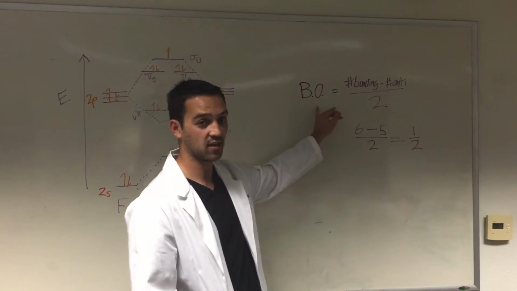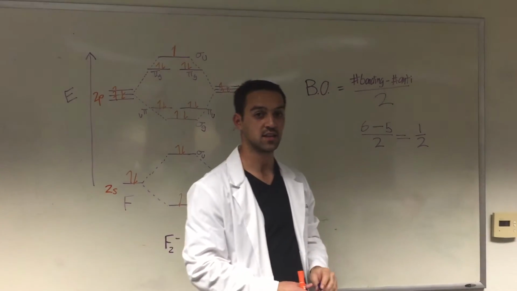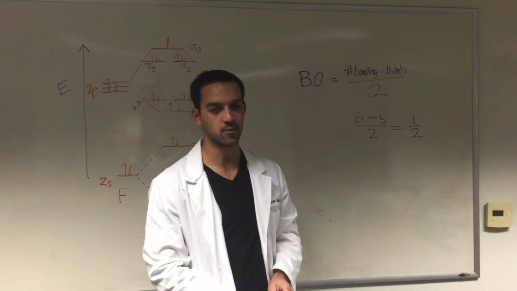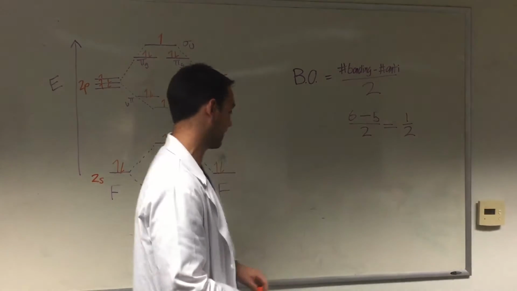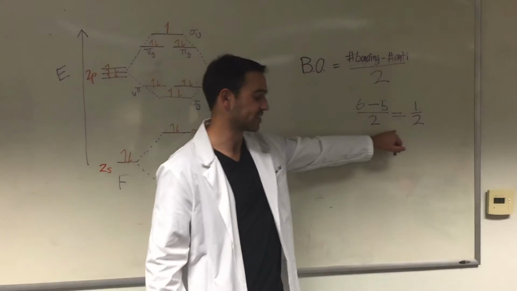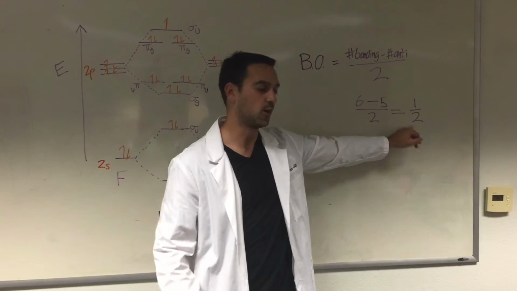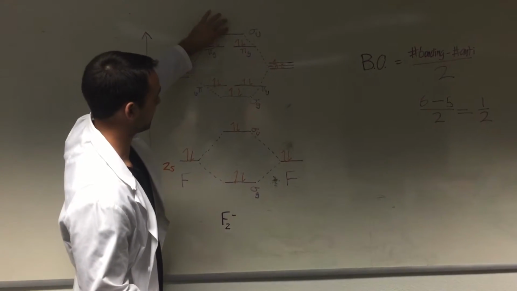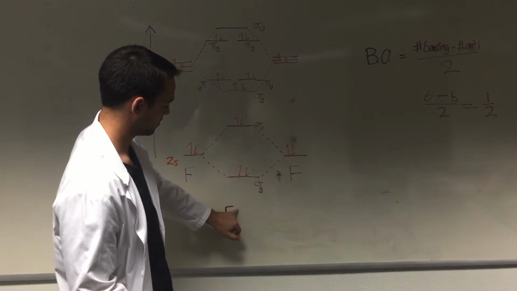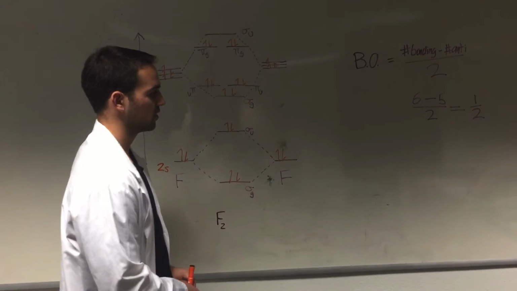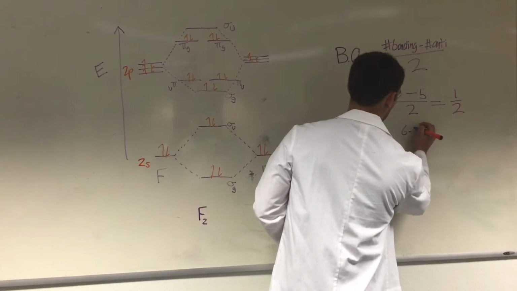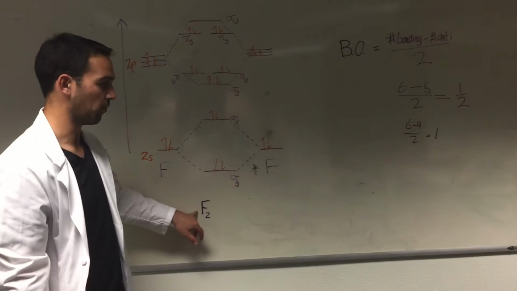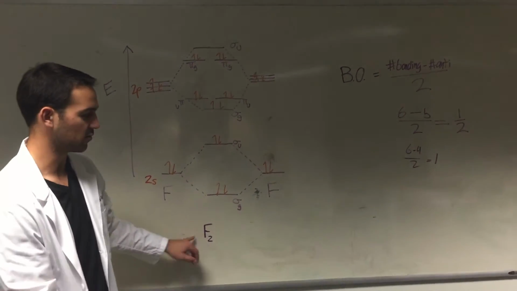So what does bond order tell us? Bond order tells us the stability of a bond. Basically, the higher the bond order, the more stable the bond is. As we can see, F2 minus is relatively unstable because it has a bond order less than 1. So what if we actually had F2 instead of F2 minus? Or just fluorine. So now we have a bond order of 1, making this a much more stable bond than the F2 minus.